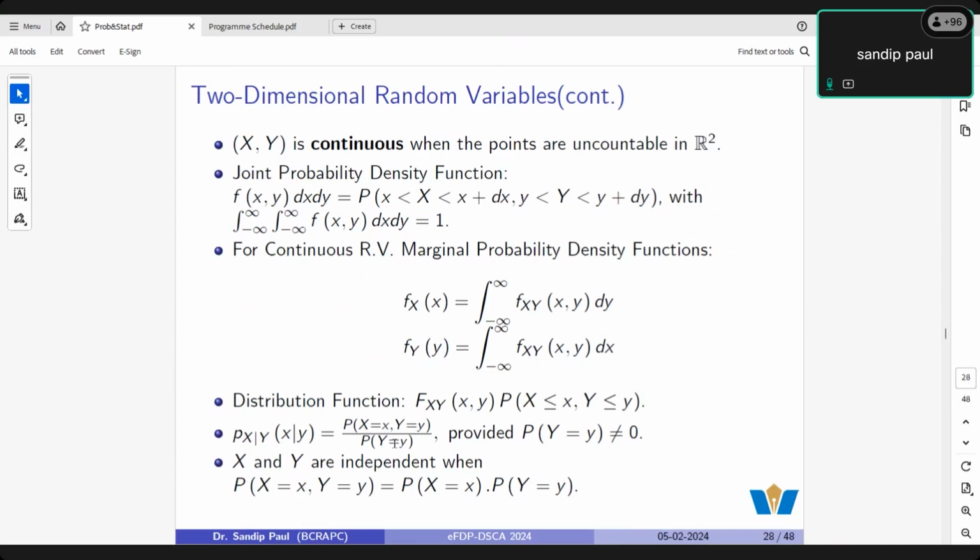Now next is the independence of the variables. As we have found the marginal probability density function of x and y separately, if their product is equal to the joint distribution, then we can say they are independent. So if probability of X equal to x, Y equal to y equals probability of X equal to x times probability of Y equal to y, they are independent.